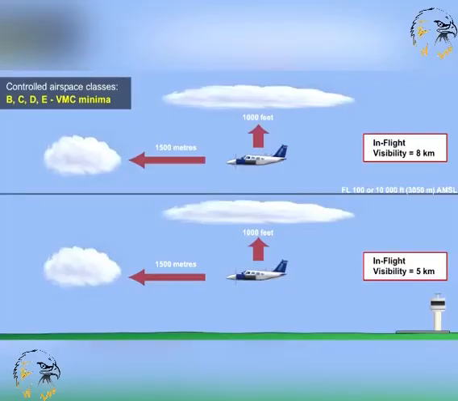Here are the VMC minima for controlled airspace. That's airspace of classes A, B, C, D, and E. Classes of airspace are covered in a separate lesson.